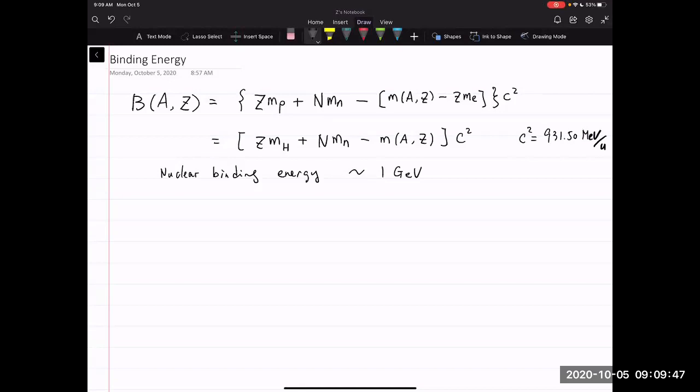The mass times c squared is 931.5 MeV. Okay, so it's close to 1 GeV. So the nuclear binding energy is typically in the order of the GeV range.